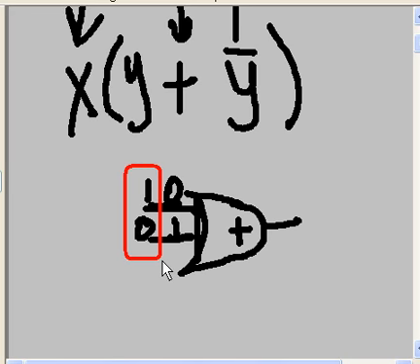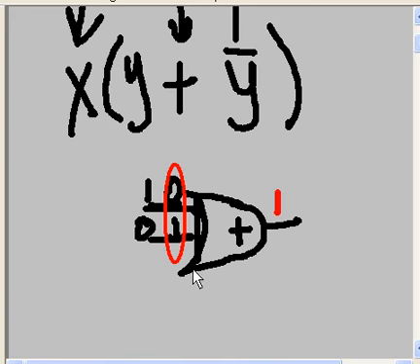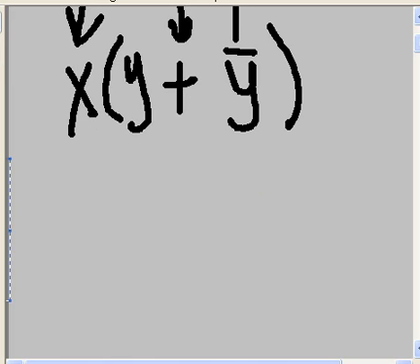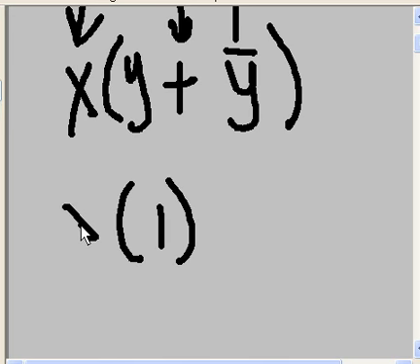If you have a 1 or a 0 on an OR gate, you're going to get a 1 for an output. If you have a 0 or a 1, you're going to get a 1. If you have a 1 or a 1 on an OR gate, you're going to get a 1 output. So I can reduce this whole thing, y or y naught, to a 1.